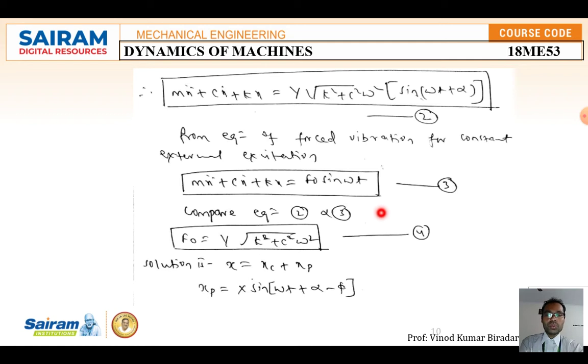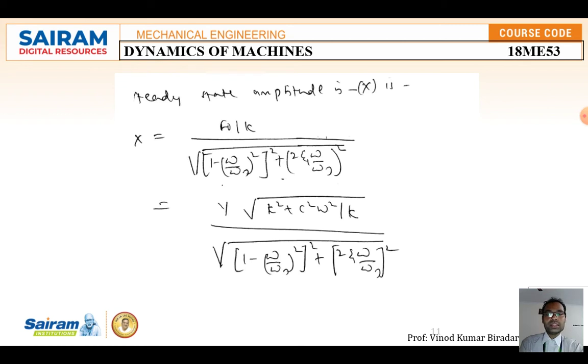But if you want the steady state amplitude solution equation, we know that x is equal to xc plus xp, that is, complementary function and particular function. Where xp is equal to capital X sin(omega t plus alpha minus phi). This shows the phase angle lagging and leading. Just remember this equation, this step is very important: xp is equal to X sin(omega t plus alpha minus phi).